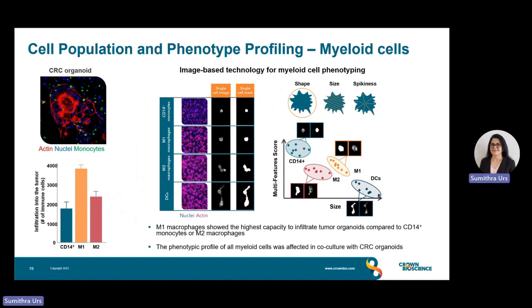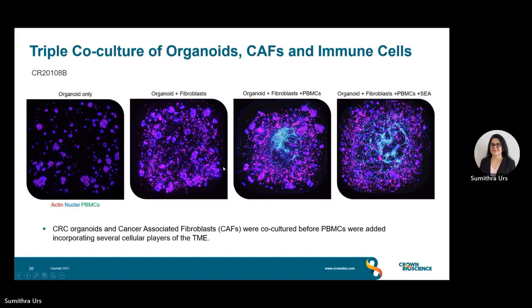And on this slide is an example of myeloid cell analysis in co-culture. Analysis here was based on multi-feature scoring on parameters such as shape, size, and spikiness. It showed that the M1 macrophages had the highest infiltration into the tumor organoids compared to CD14 positive monocytes or the M2 macrophages. Similarly, triple co-culture experiments of organoids with CAF cells and immune cells can also be performed to evaluate tumor microenvironmental changes.